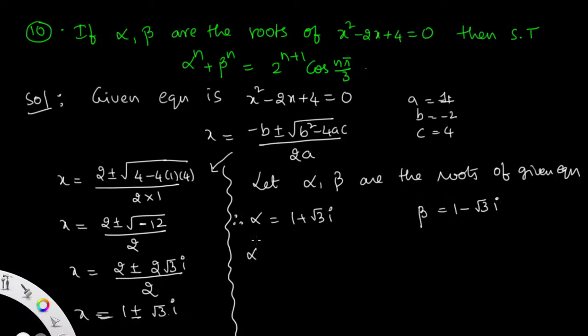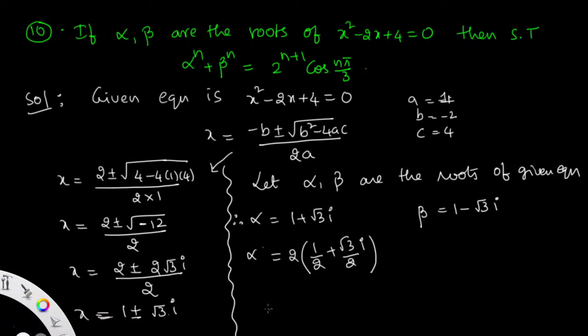Now, the question asks for alpha to the power of n and beta to the power of n. First we have to simplify the complex number, so we write it in modulus amplitude form. Its modulus is 2, so we get 2 into 1 by 2 plus root 3 by 2 into i. Why? Because modulus is root over x square plus y square, that is 2.